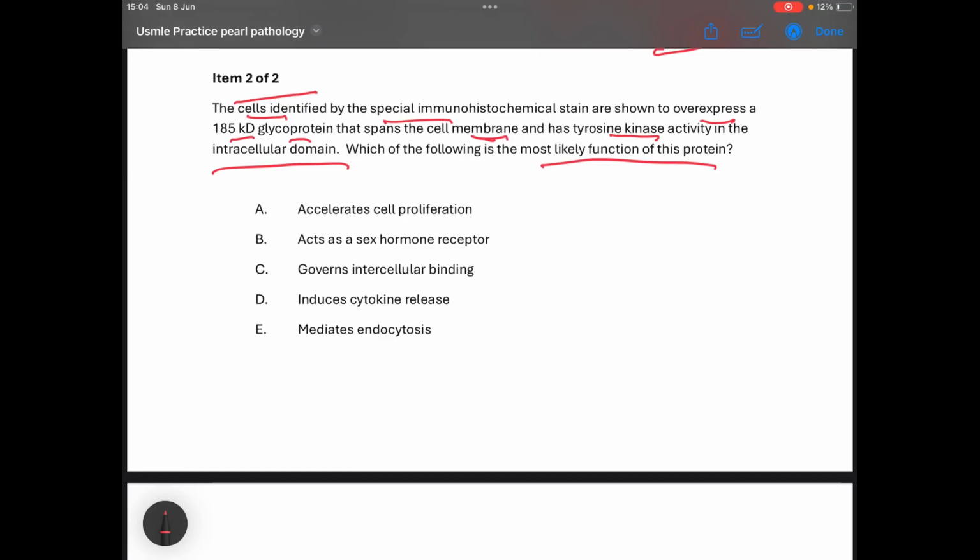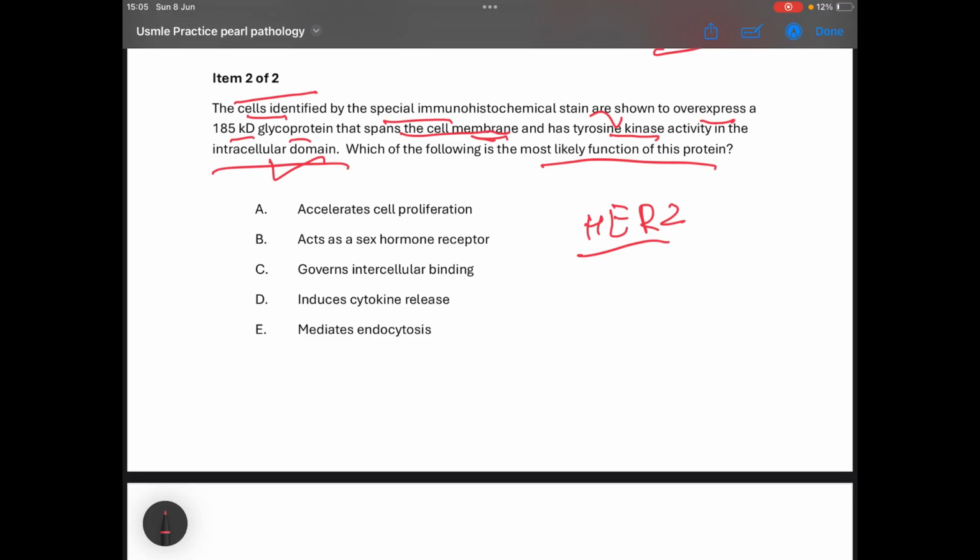You have to recognize the oncogene, and basically the oncogene is HER2. That stands for human epidermal growth factor receptor, with tyrosine kinase activity in the intracellular domain, as they said in the statement. The intracellular domain in the cell membrane has the tyrosine kinase. These cause HER2 oncogenes, okay?